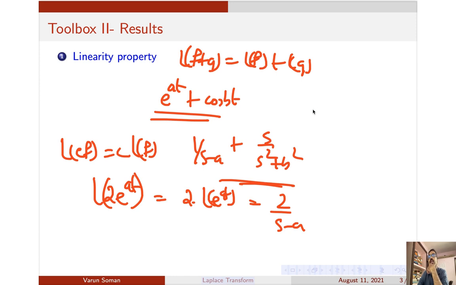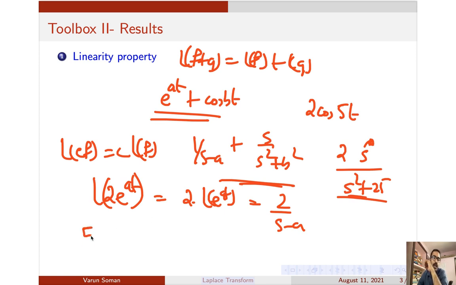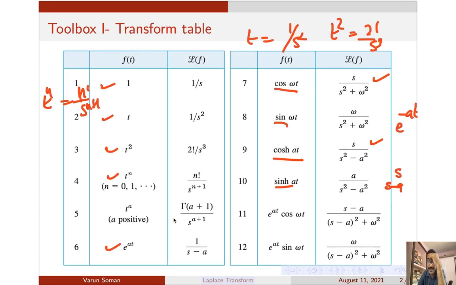Or suppose you need to find the transform of 2 cos 5t. It will be simply 2 into s by s square plus 25. Similarly, if we need to find the transform of 5, it is simply 5 into the transform of 1, and the transform of 1 is 1 by s, so the transform of 5 is 5 by s. That is the linearity property, which we will be using extensively.